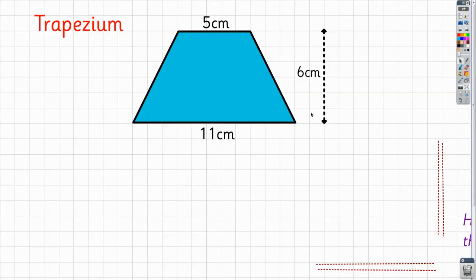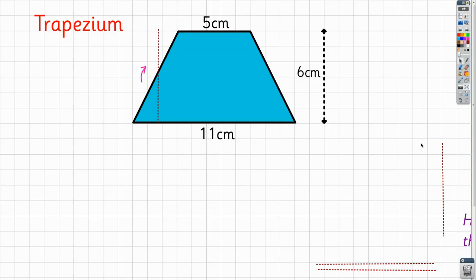Okay, the next shape we're going to look at is a trapezium. Now, what I'm going to do with the trapezium is use the same formula we did right at the very beginning for the area of a rectangle. So I'm going to take the sides of the trapezium on this left-hand side, and imagine I cut off that triangle on the bottom right-hand side, and I move it to the top up here, and that would make a rectangle.